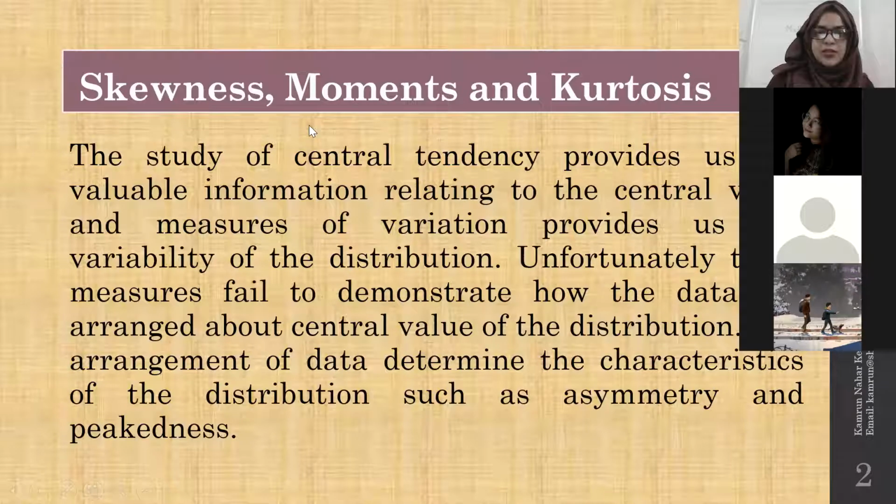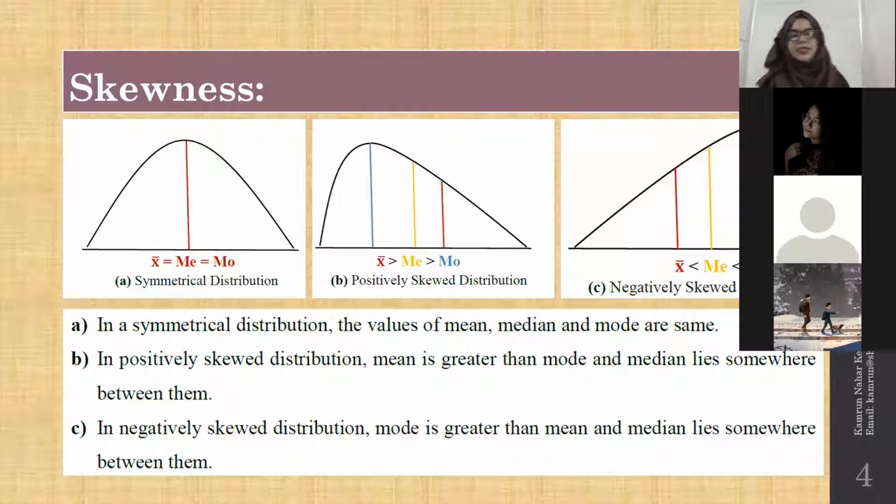We're learning skewness, moments, and kurtosis. Basically, skewness is the lack of symmetry. If we consider the peak point and it is in the middle, then it is symmetrical. If it is not symmetrical, then it is skewness. The direction is either positive or negative, considering the values of mean, mode, and median. As I said, median is not our consideration, only the arithmetic mean and mode. Using these two, we can find whether the distribution is symmetrical, positively skewed, or negatively skewed.